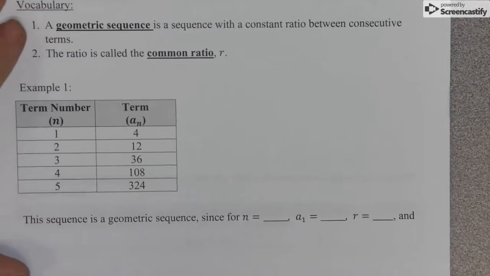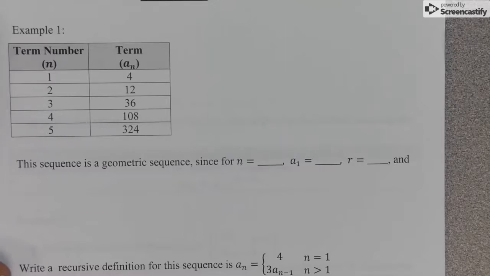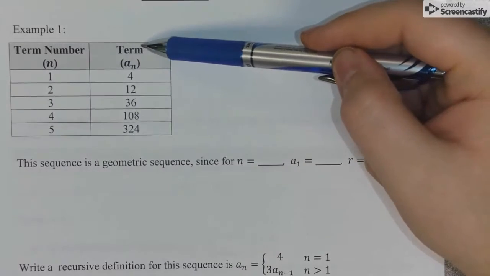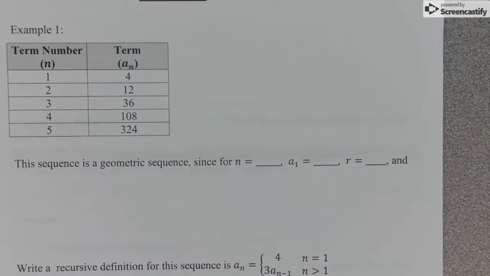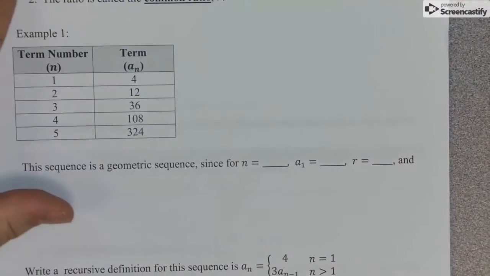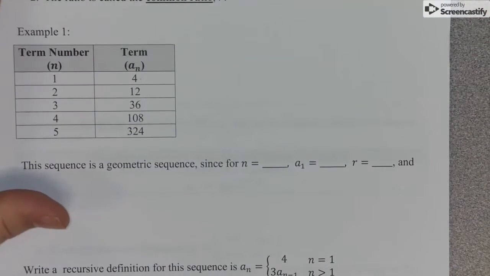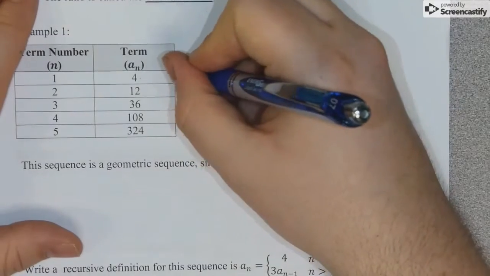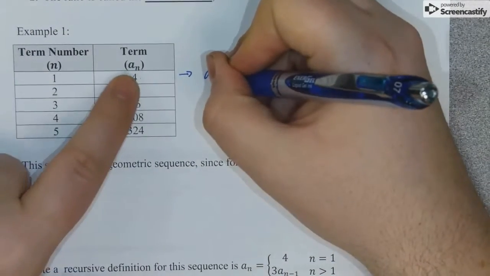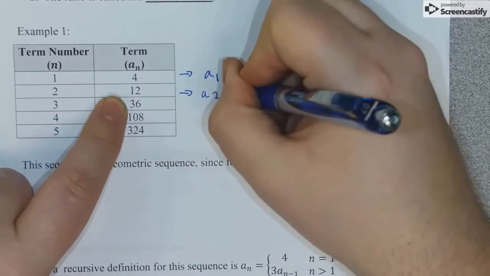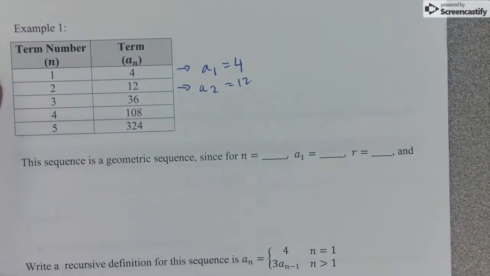So here's your first example. We'll jump right into this. So example 1, it has your term number n and your term a sub n. So n refers to your term number. The term is referred to by a sub n. So for example, this would be a sub 1 equals 4. This one would be a sub 2 equals 12, and so on.